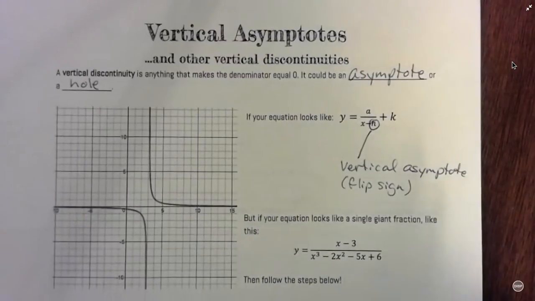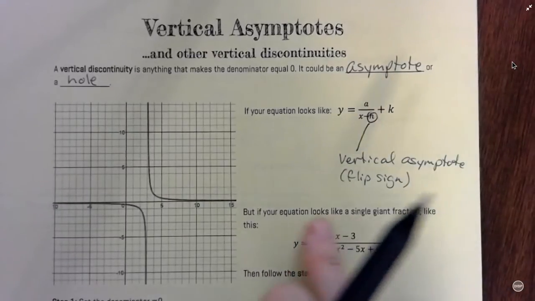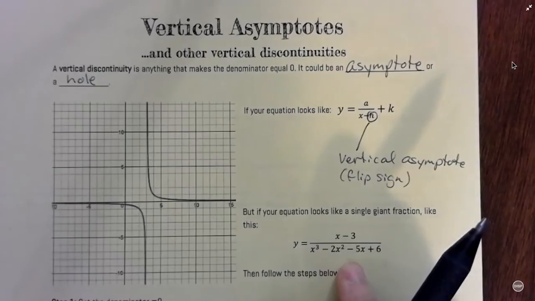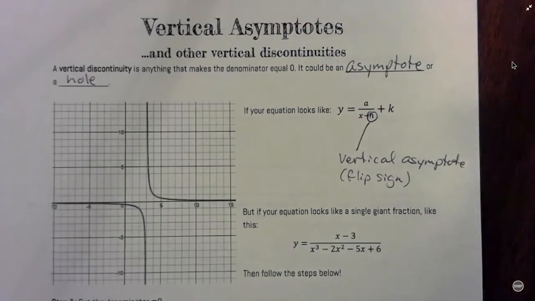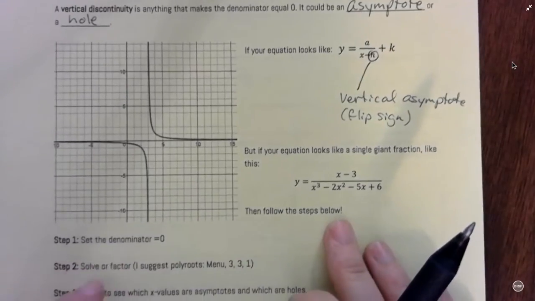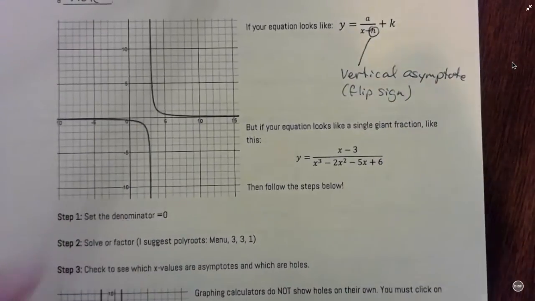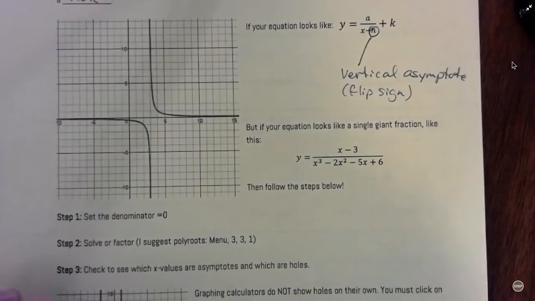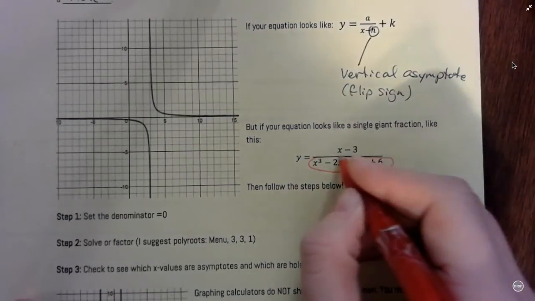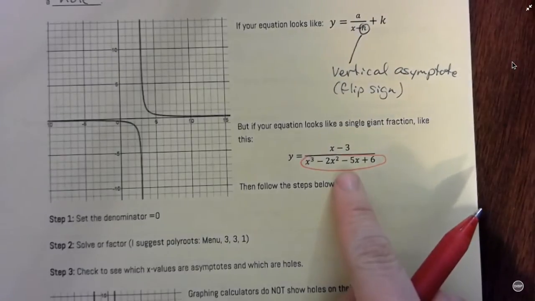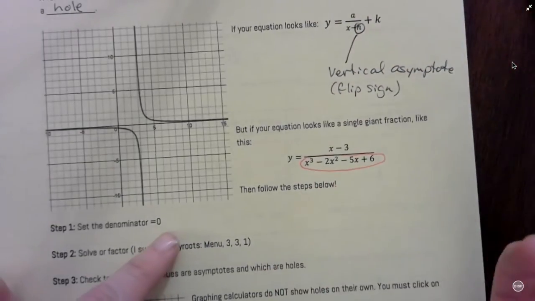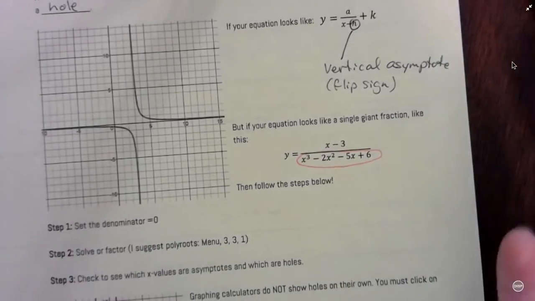However, if your equation looks like a single giant fraction like this, which you saw some, and last week you had to do them by graphing and looking at the graph, there actually is a way to figure out exactly where the vertical asymptotes are. So the first thing you're going to do is set the denominator equal to 0. Remember, the denominator is the bottom of the fraction. That is where we cannot have a 0. So I'm going to see what values will make it equal 0, and then I know that those are the values that are not allowed.